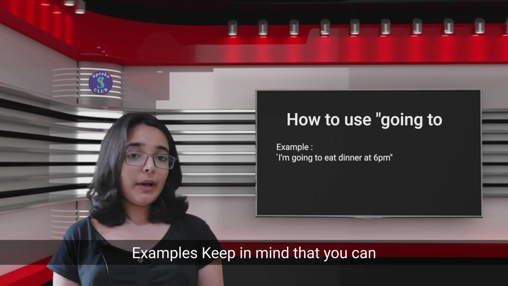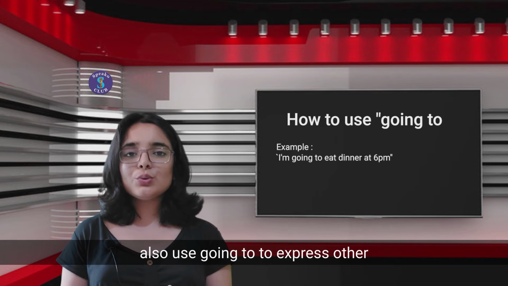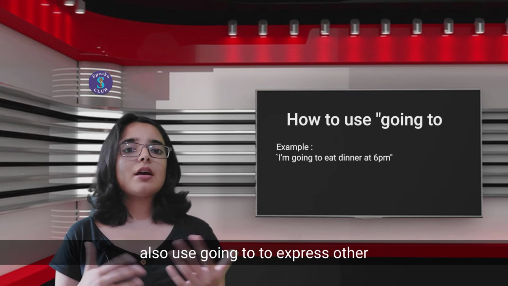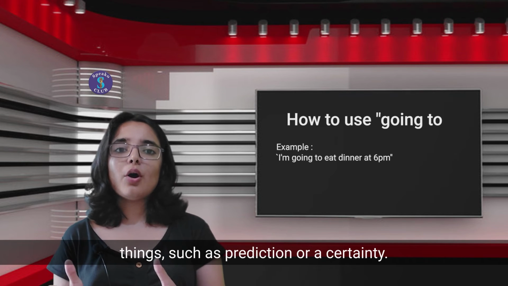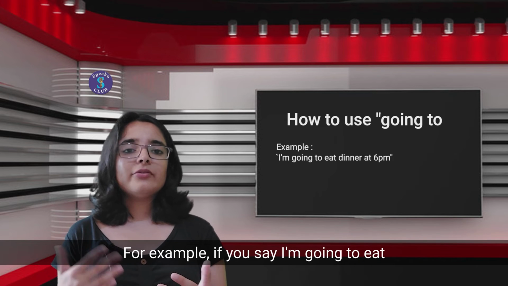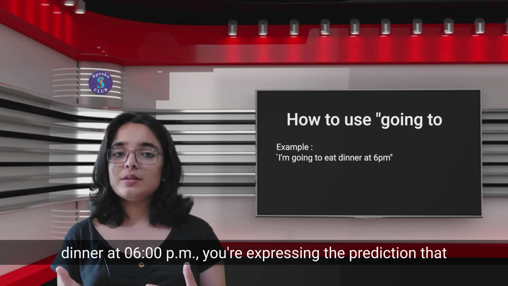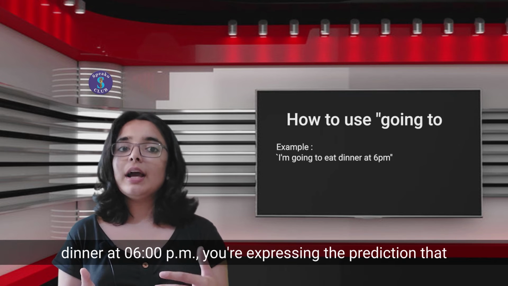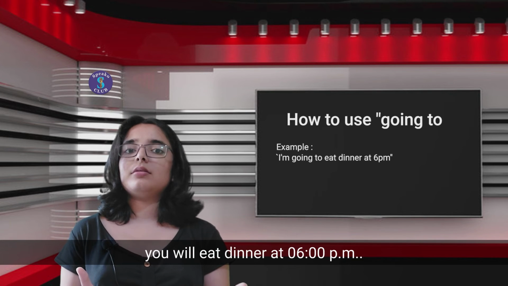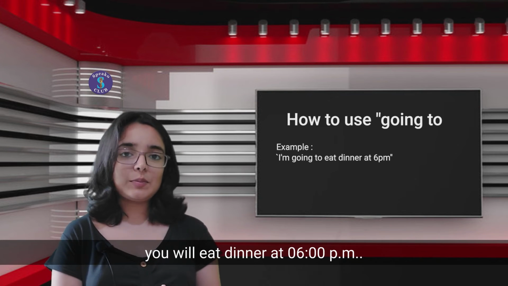Examples. Keep in mind that you can also use going to express other things such as prediction or certainty. For example, if you say, I'm going to eat dinner at 6 p.m., you are expressing the prediction that you will eat dinner at 6 p.m.